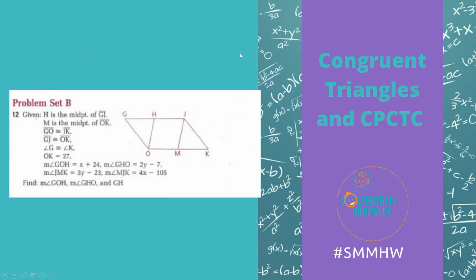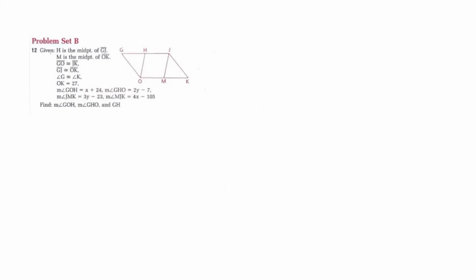So let's get started. Okay, when I am given a picture and a ton of information, I just like to go point by point and say, all right, they gave me this, what does it tell me? Until I get to something important enough to write down. So H is the midpoint of GJ, so here's GJ, and H is the midpoint. Well, that tells me these two segments are congruent, so let's put tick marks in there. Then they say M is the midpoint of OK. Well, here's OK. M is the midpoint. Tells me the same thing about OM and MK. They are congruent. So put tick marks in there.